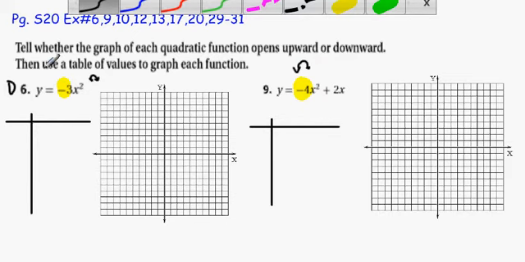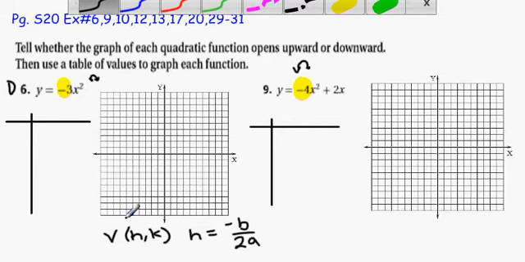Okay, so the second part of this is to use a table of values to graph each function. Well, we should first find out, before we do the table of values, where the vertex is, because what we want to do is to pick our x values in such a way that we're going to capture the parabola. So our vertex consists of an ordered pair, an h, which represents our x coordinate, and our k, which represents our y coordinate. To find h, we use the formula negative b over 2a.